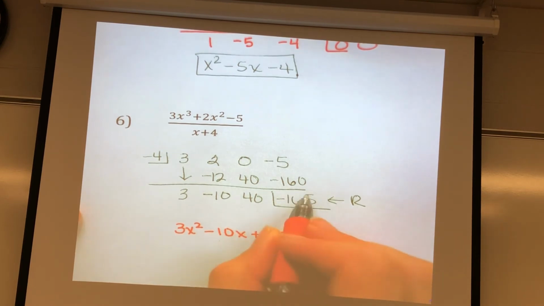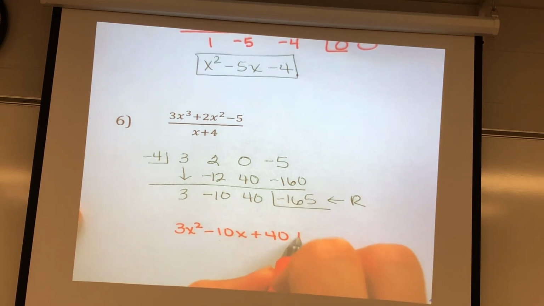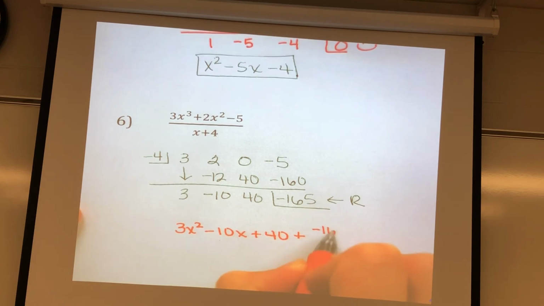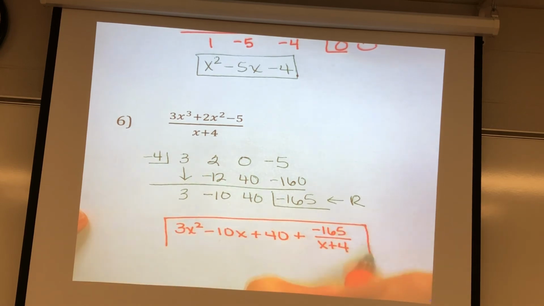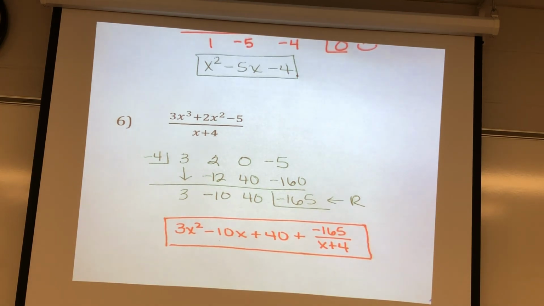Remember, this is the remainder, so just like we did in long division, we're going to do plus negative 165 over x plus 4. So this whole thing is our final answer, with the entire polynomial and then that remainder at the end. Just don't forget the plus. So that's how you do synthetic division.